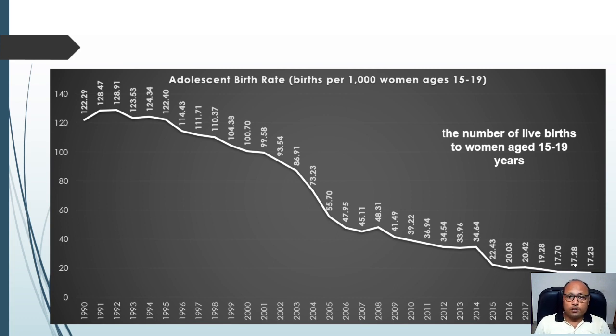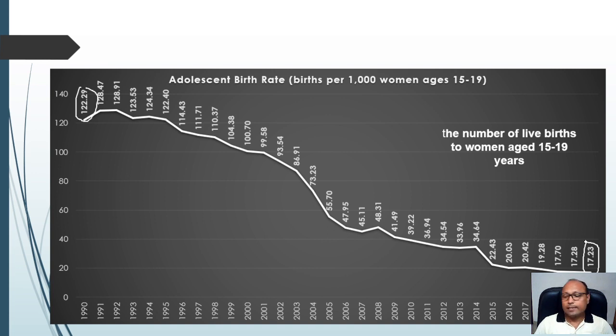If you look at the adolescent birth rate, it means the number of live births to a woman in the age of 15 to 19. This is an adolescent age. And the number was 122 near the year 1990, overall suggesting a declining trend and reaching around 17.23 per thousand. So out of 1000 births, 17 births are by a woman in the age bracket of 15 to 19. Not so mature an age. It's an adolescent age, so it's a cause for concern for us.